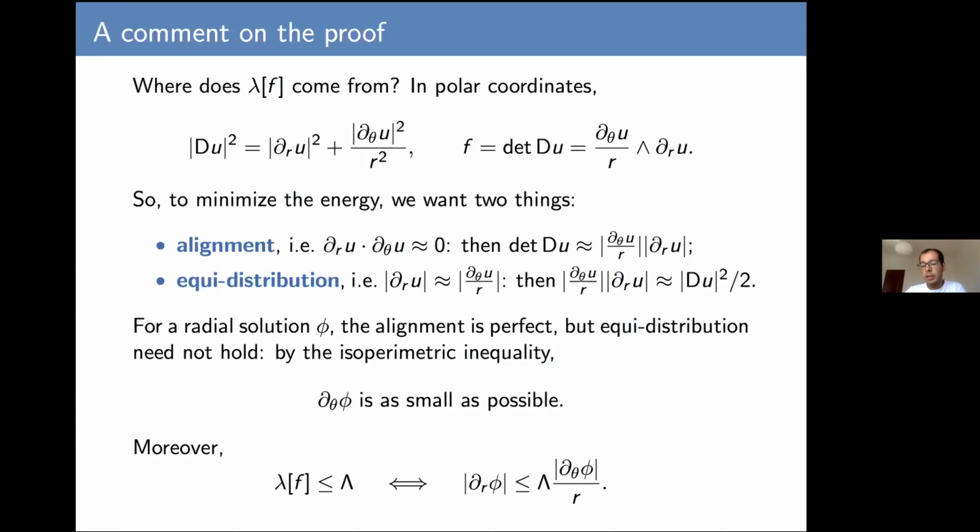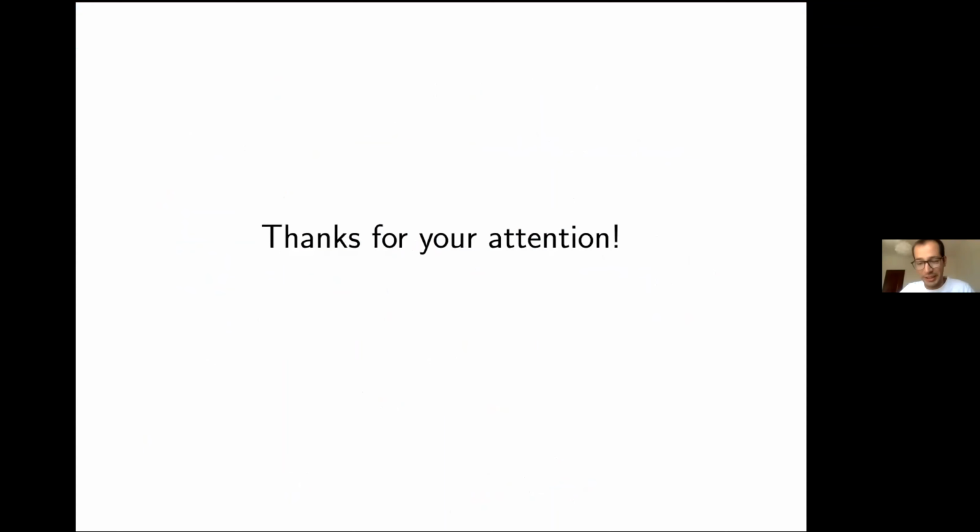And therefore, if the angular derivative is very good as it is, and lambda is small, then you are in a great situation, and otherwise you are not. So this is essentially where lambda comes from. Of course, to make this into a proof, you need to work a little bit, but okay, this is what I wanted to say. So thanks for your attention.